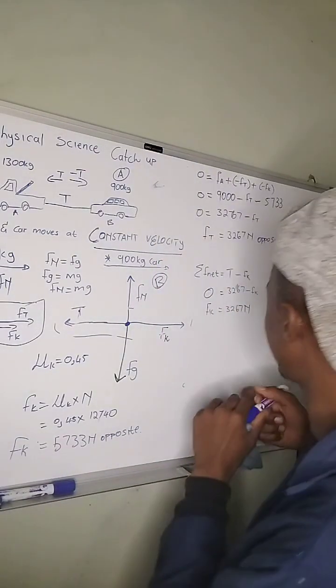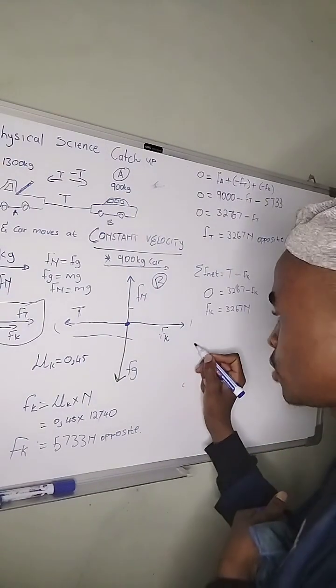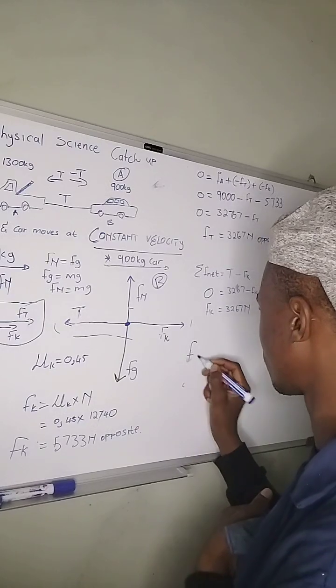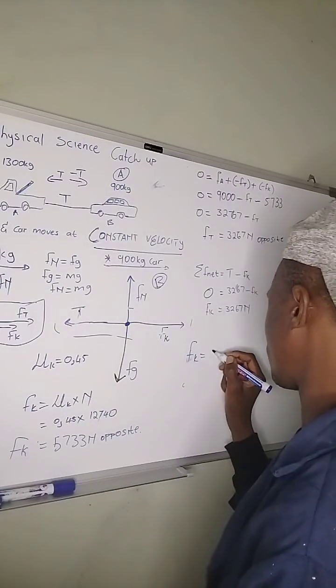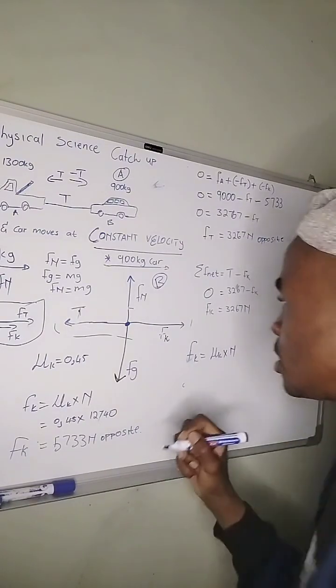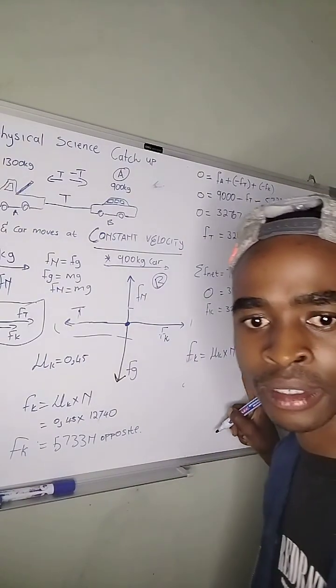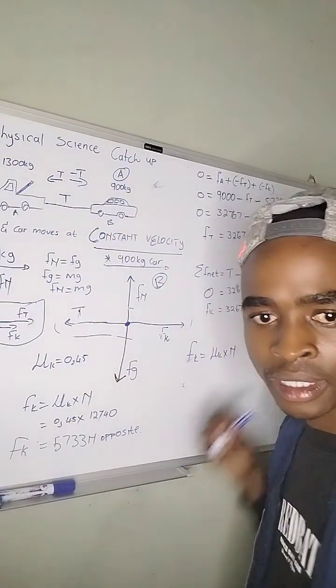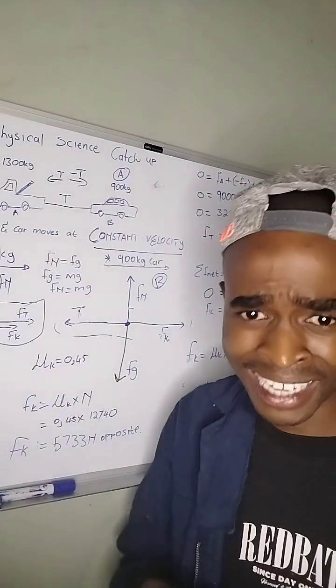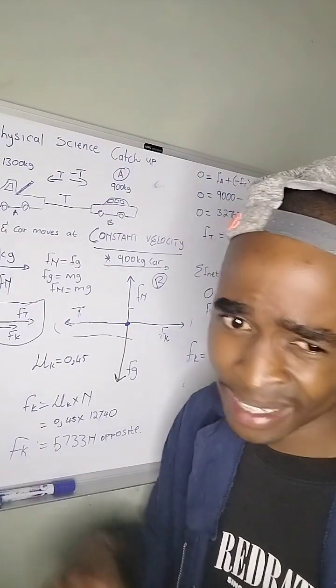I'm going to have Fk going to be equal to μk multiplied by normal. So how can we calculate the normal? With vectors, my dear, I prefer you to DM me.